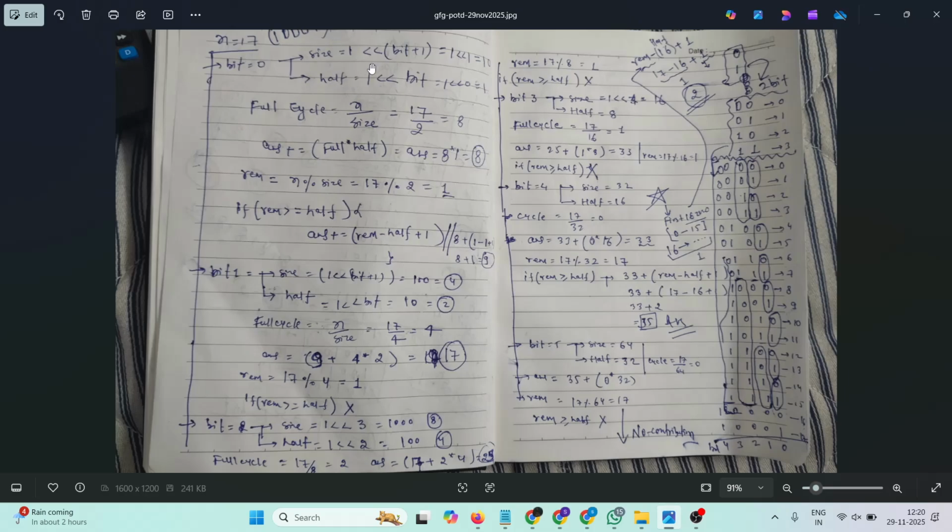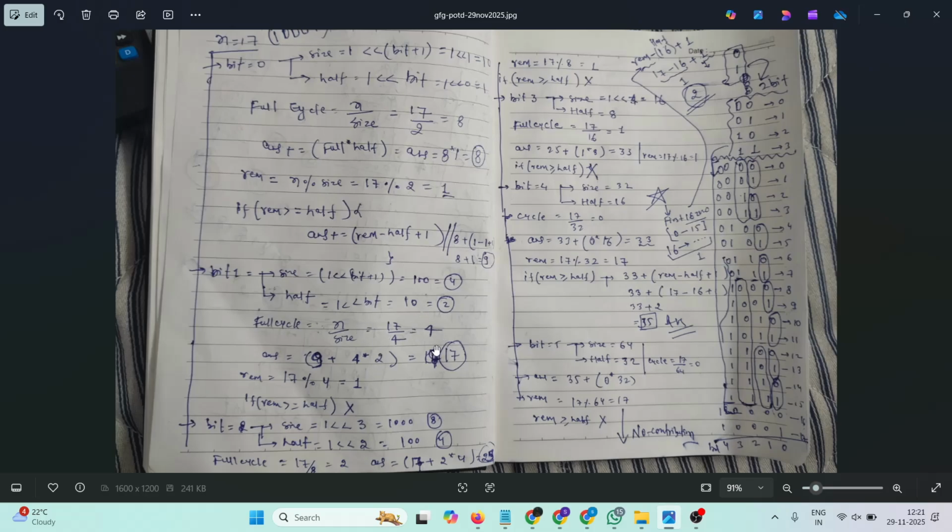Now we are going to find, on a particular bit, how many cycles there are. Suppose this one is 4, and total n is 17, so how many cycles would there be? We are going to do n by size, because if you are on bit 1, the size is 4. So if size is 4, then 17 by 4 means 4 cycles.